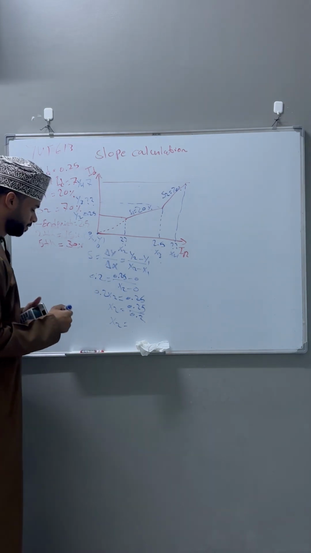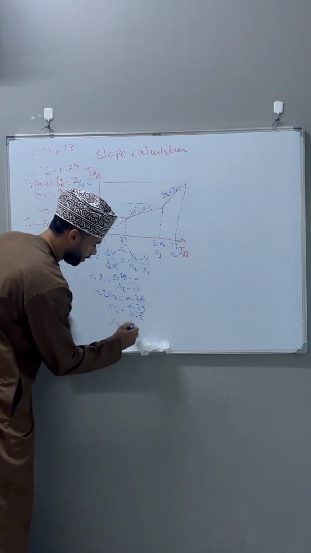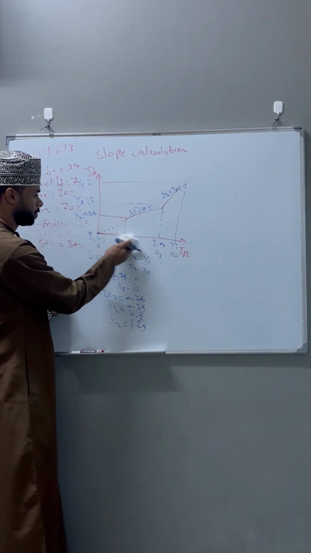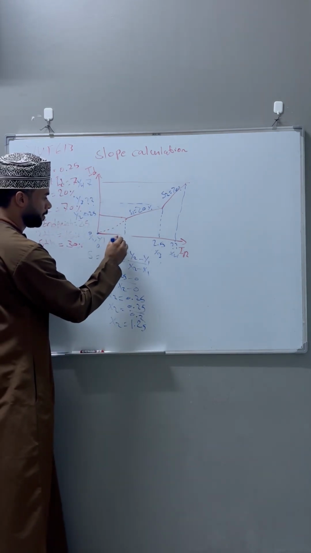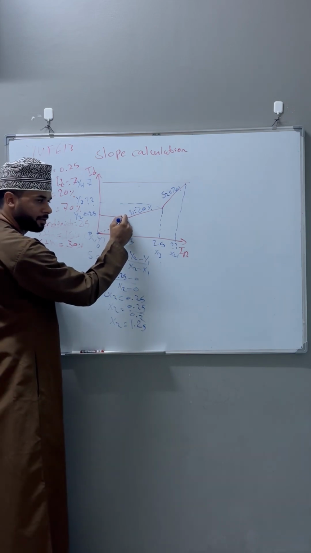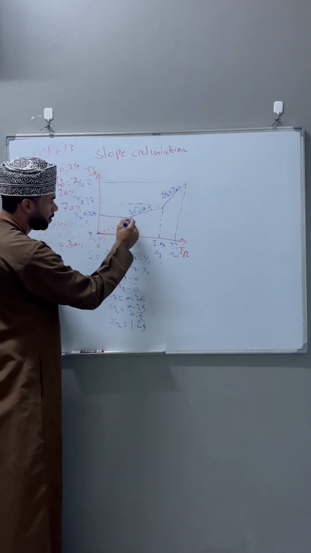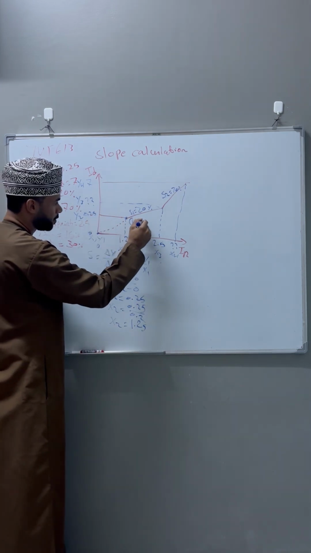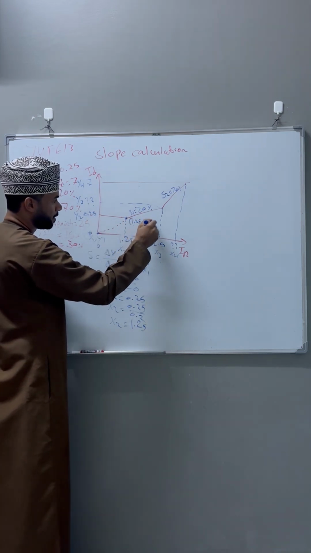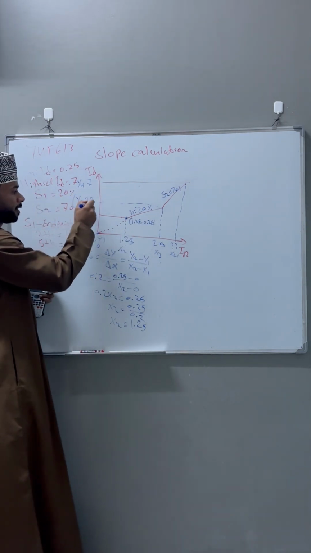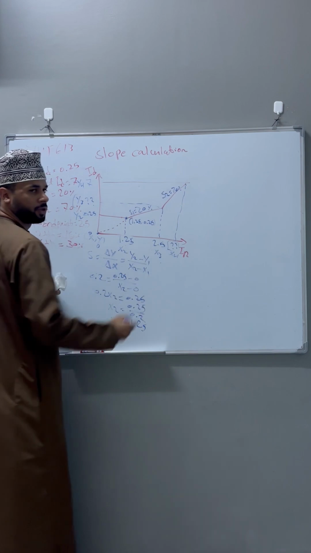It is 1.25. So this point, I found it. It is 1.25. So this is the first point in the slope here, I found it. It is 1.25, and for y here we have 0.25. And with the same procedure I will calculate the remaining points.